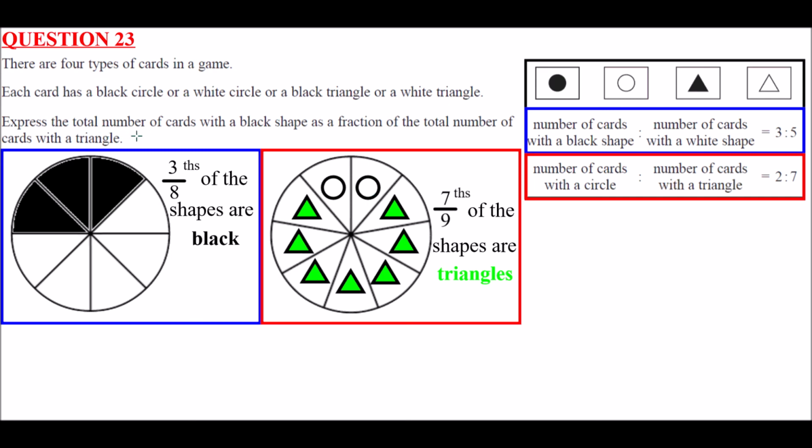Next, we need to take this awkwardly worded bit and translate it into some maths we can actually do. So what we're needing to do next is express the total number of cards with a black shape as a fraction of the total number of cards with a triangle.